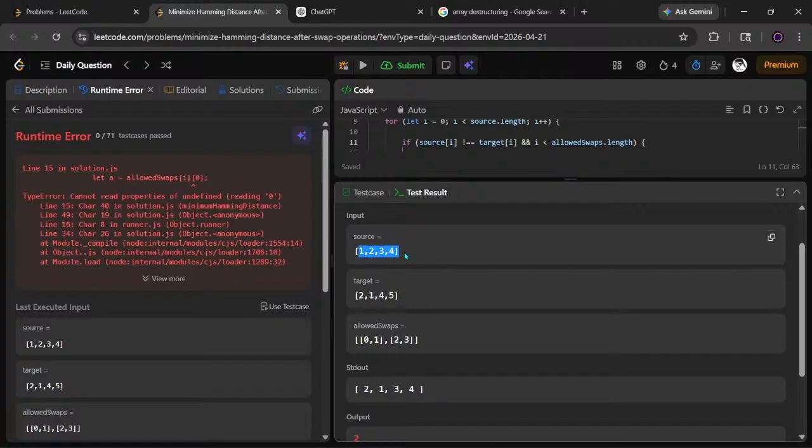Since our source was this, and when I swap 1 and 2, then we get 2 and 1. And when we swap 2 and 3, the 2 is basically 3 and the 4. So why didn't you get swapped, right? Wow. 1, 2. This didn't get swapped.